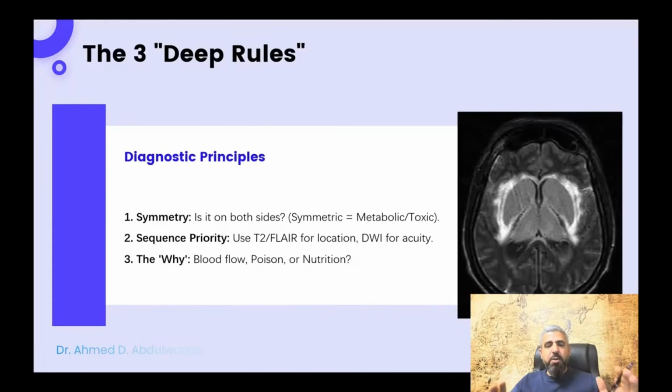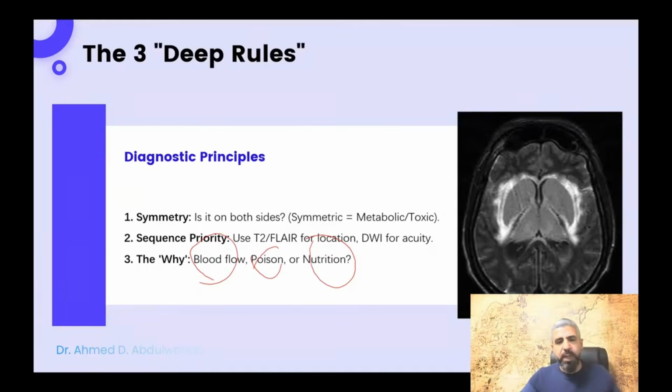Sequence priority: here you need to use T2 FLAIR for location and diffusion weighted imaging for acuity. Is it an acute process or not? And the why: is it blood flow obstruction? Is it poison, or is it nutrition? These are the three deep rules. We have the location, we have the symmetry in our favor, and now we will look into the crimes.